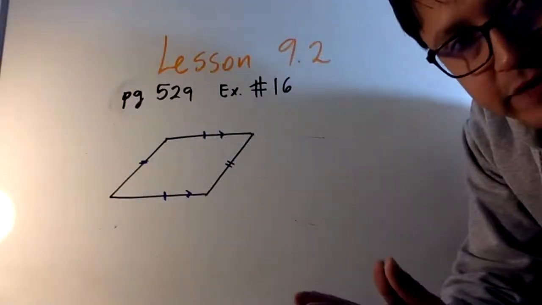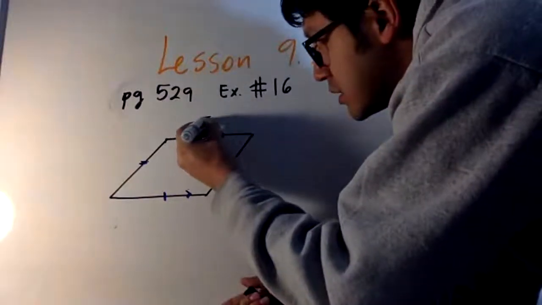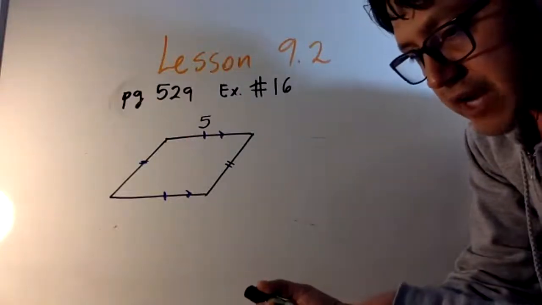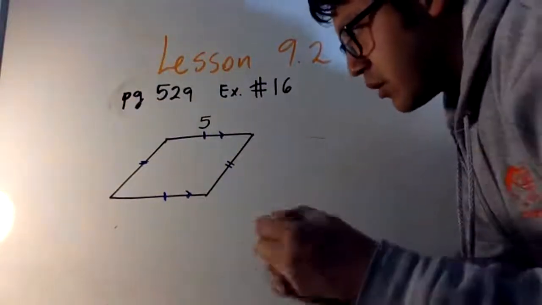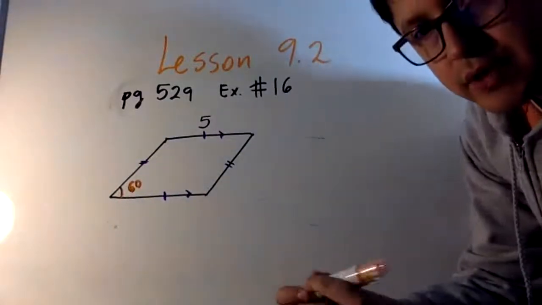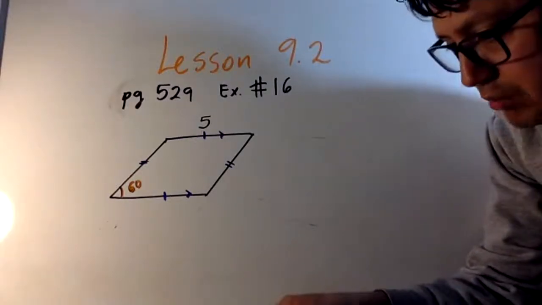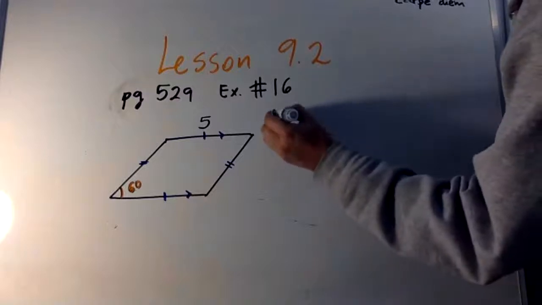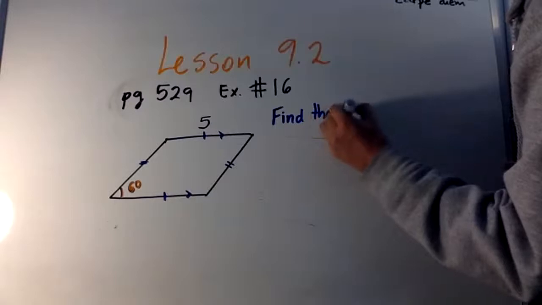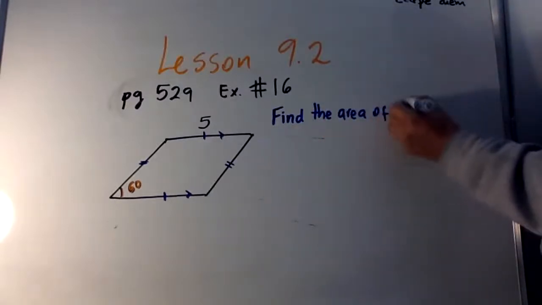What information are we given? We are given this information. This segment, one of the bases, is 5. We are also given this information. There's a 60 right here. And the question of this problem is this: find the area. Okay, find the area of the parallelogram.